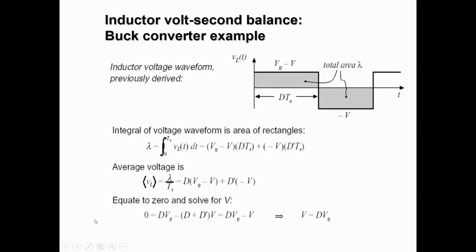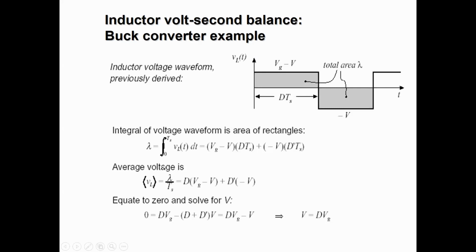So what we will do, we will apply an integral over here. VL is equal to Vg times the integral from 0 to dTs, then minus V times the integral from dTs to Ts. So we apply the integral on these terms. This is actually (Vg minus V) times dTs, and from here we get V times (1 minus d)Ts. So the average voltage VL is equal to dVg minus V, or plus d dash times minus V.